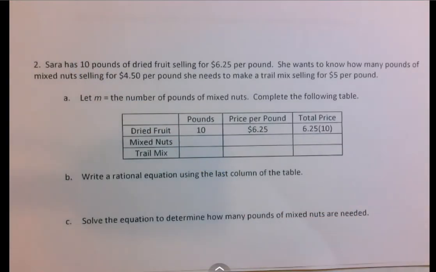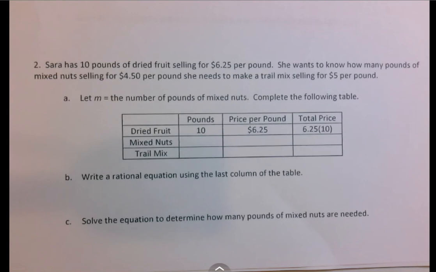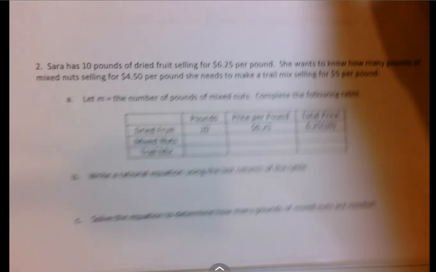Okay, so we have this word problem. Sarah has 10 pounds of dried fruit selling for $6.25 per pound. She wants to know how many pounds of mixed nuts selling for $4.50 per pound she needs to make a trail mix selling for $5 per pound. So what we're going to do is make a chart. When you read word problems, you need to make a chart.